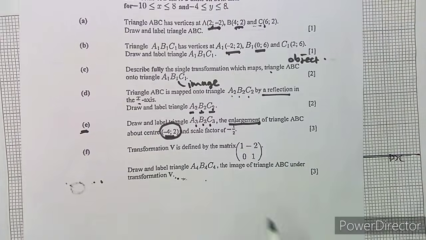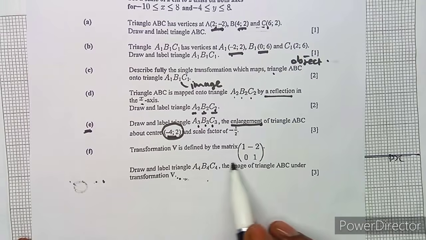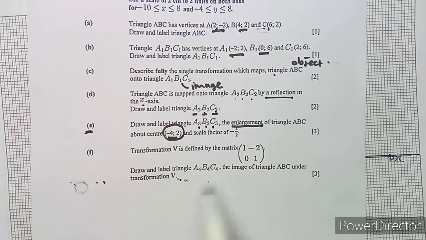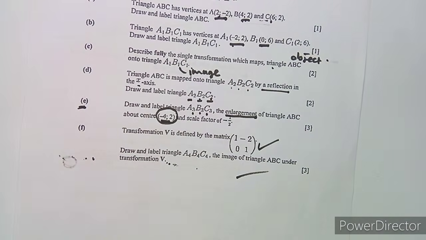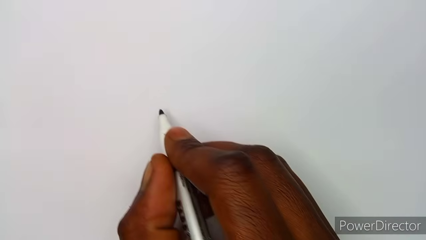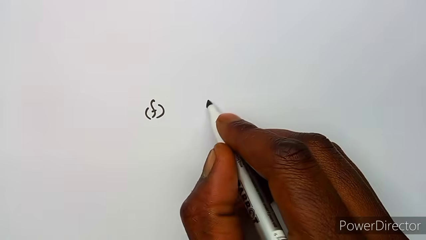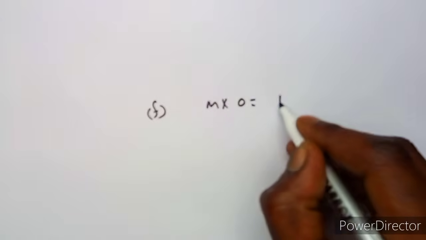Let's see another part, which is V. There it is defined as with the matrix, draw and label. So this one is the direct application. You are given a matrix, nothing to think about what type of matrix, which shape it is, what it is going to look like. Just apply your matrix, because you already have the matrix directly here. Matrix times object is equal to image, just like that. So that's our F here. Matrix times object is equal to image.